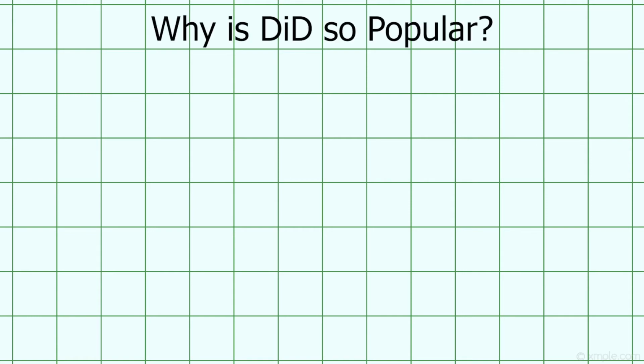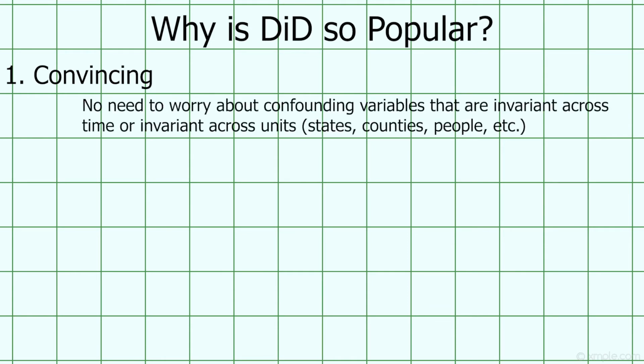Difference in differences is an extremely popular method for identifying treatment effects in econometrics for a few reasons. Firstly, it can be very convincing. A two-way fixed effects or difference in differences identification strategy automatically controls for all variables that are fixed across time but vary across states, and those variables that are fixed across states but vary across time.